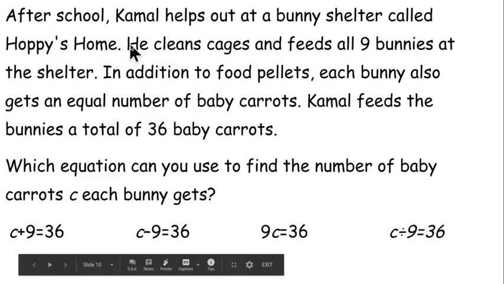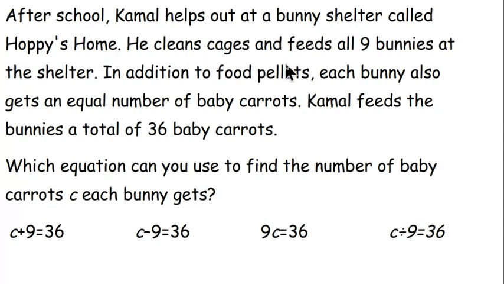After school, Kamal helps out at a bunny shelter called Hoppy's Home. He cleans cages and feeds all 9 bunnies at the shelter. In addition to food pellets, each bunny also gets an equal number of baby carrots. Kamal feeds the bunnies a total of 36 baby carrots. And we're looking for which equation can you use to find the number of baby carrots C each bunny gets.